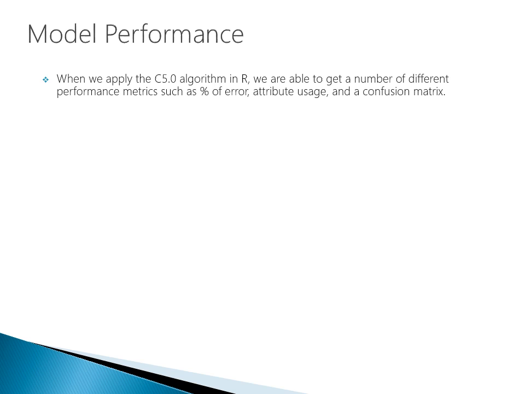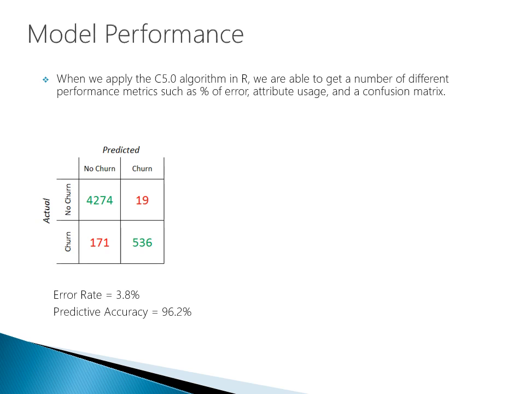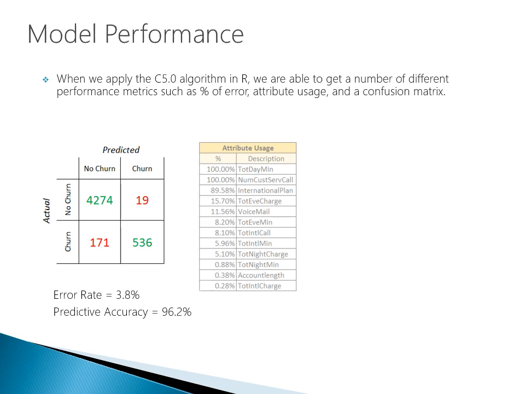When we apply the C5.0 algorithm in R, we're able to get a number of different performance metrics such as percentage of error, attribute usage, and a confusion matrix. So here is our confusion matrix from our churn example. As we can see here, we can find with very high accuracy, 96.2% accuracy. Additionally, we understand what attributes are used in this model and to what degree. What are the most important characteristics?